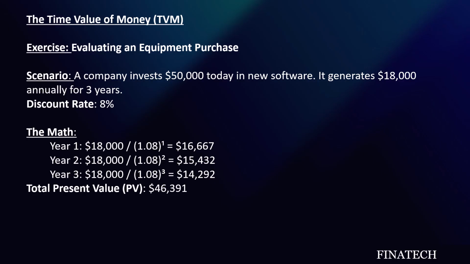If you see in the slide, in the first year we have $16,000. In the second year, we have $15,000, and in the third year, we have $14,000. So we make a simple calculation. The present value, PV, of our equipment is $46,000.